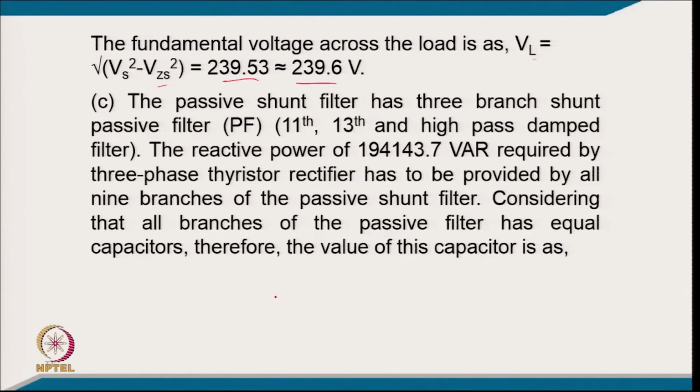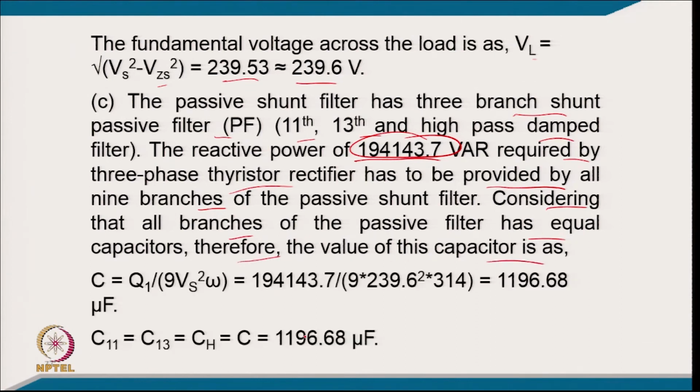Now, coming to part C, the passive shunt filter has a 3-branch filter: 11th, 13th, and high pass damped filter. The reactive power of 194 kVAr required by the 3-phase thyristor bridge converter has to be provided by the 9 branches of the passive shunt filter, considering that all the branches of the passive filter have equal capacitor.